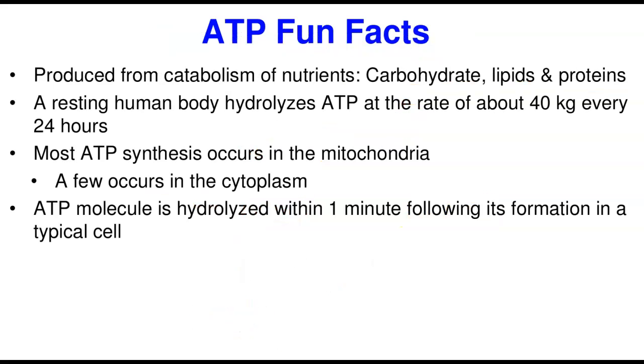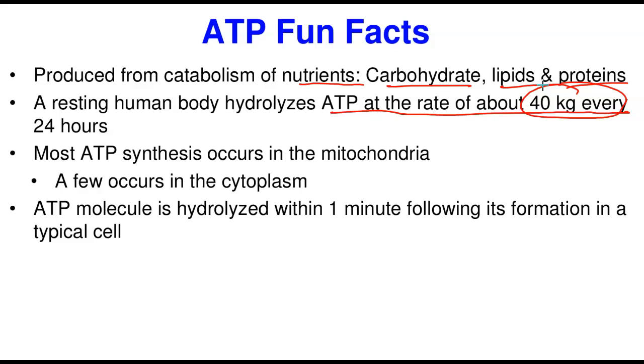We now go to some important fun facts about ATP that we need to know. ATP is produced from the catabolism of nutrients, the fuel molecules: carbohydrates, lipids, and proteins. Now, a resting human body hydrolyzes ATP at the rate of 40 kilograms every 24 hours. You see, that's a lot, because every work done by the cells depends on this.